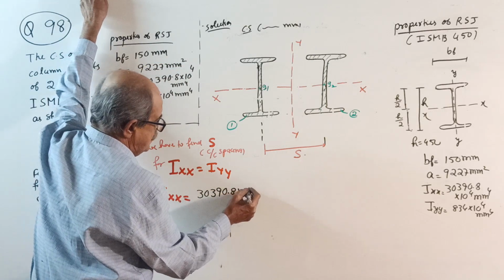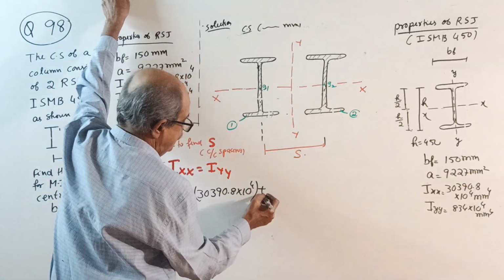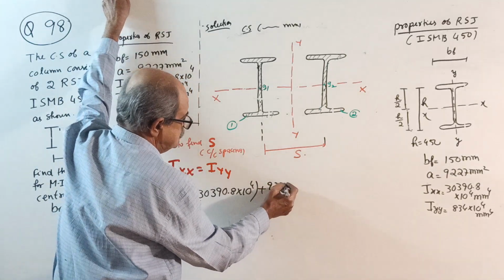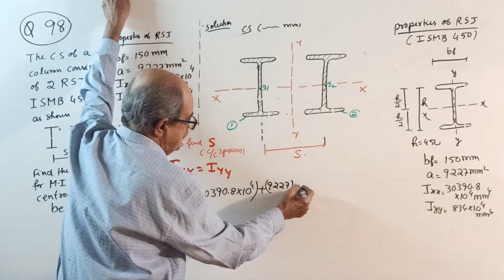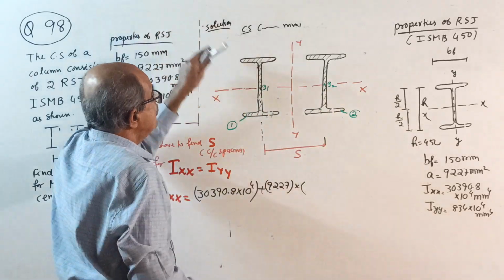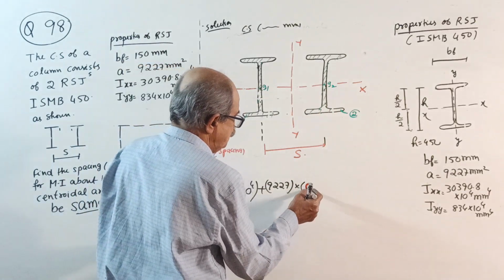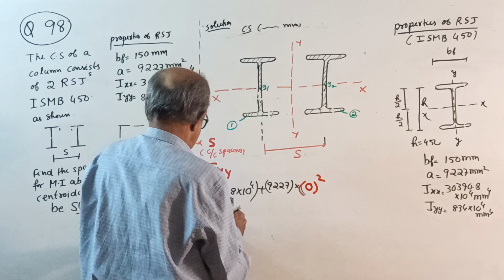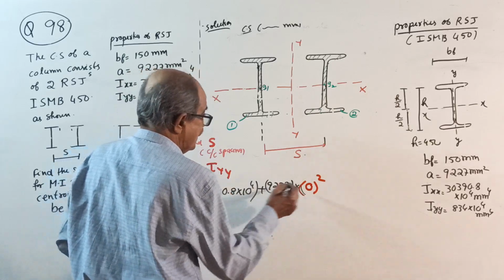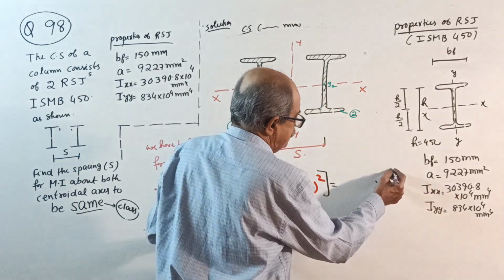30390.8 into 10 to the power 4 is Ig, plus area is 9227, is the area, into the distance from G1 to xx, perpendicular. Centroid G1 lies on the xx axis, so into 0 square. That's all. You calculate this answer first. It will come in 10 to the power 6 millimeter power 4.